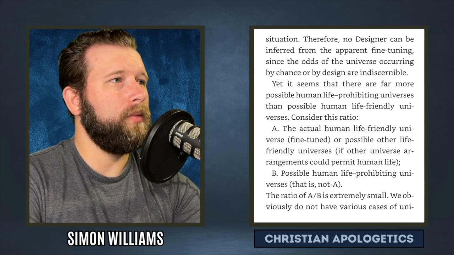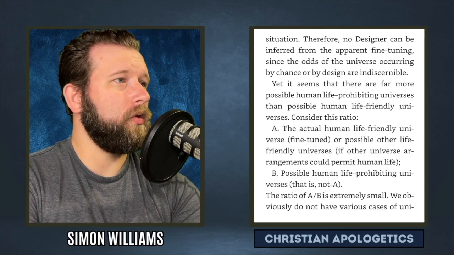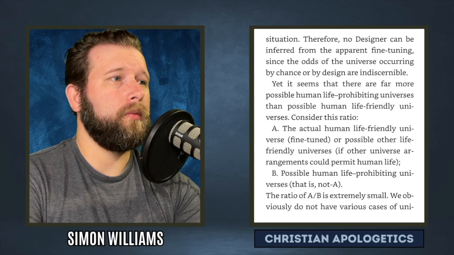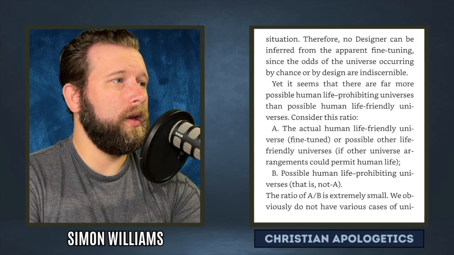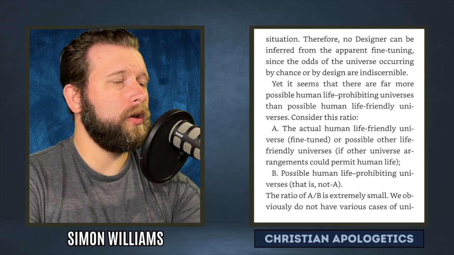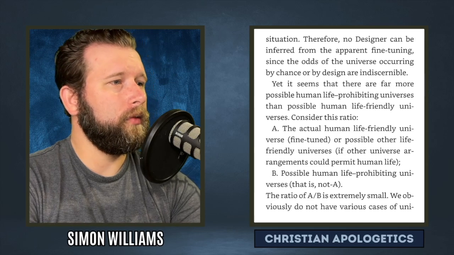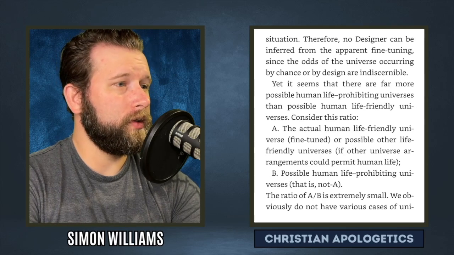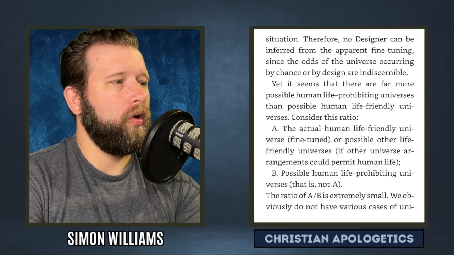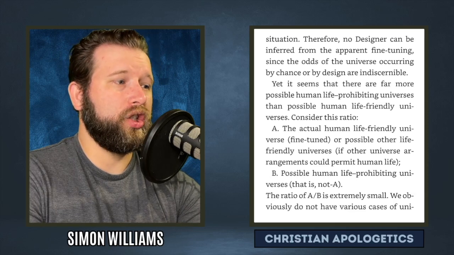Therefore, no designer can be inferred from the apparent fine-tuning, since the odds of the universe occurring by chance or by design are indiscernible. Yet it seems that there are far more possible human life-prohibiting universes than possible human life-friendly universes. Consider this ratio. A, the actual life-friendly universe, fine-tuned, or possible other life-friendly universes, if other universes' arrangements could permit human life. B, possible life-prohibiting universes, that is, not A. The ratio of A to B is extremely small.